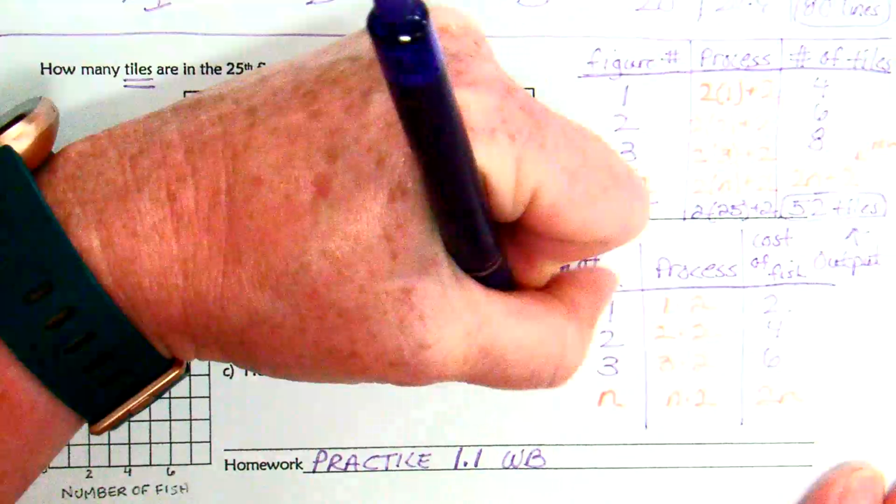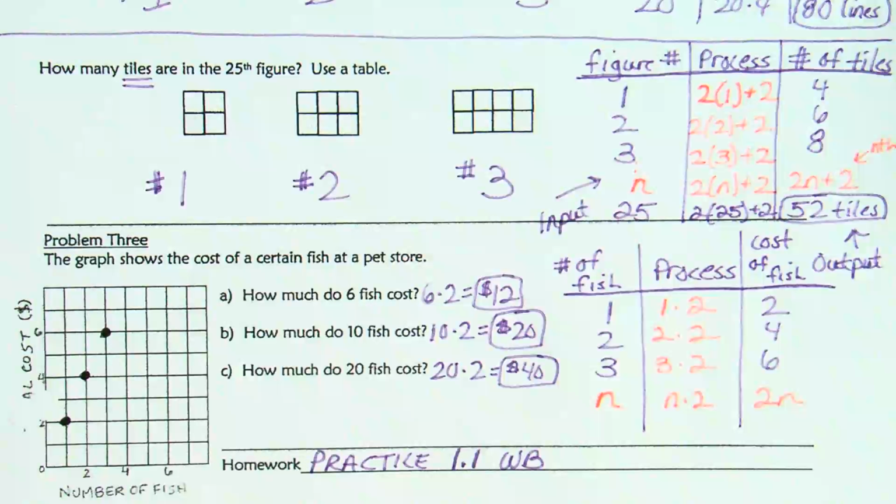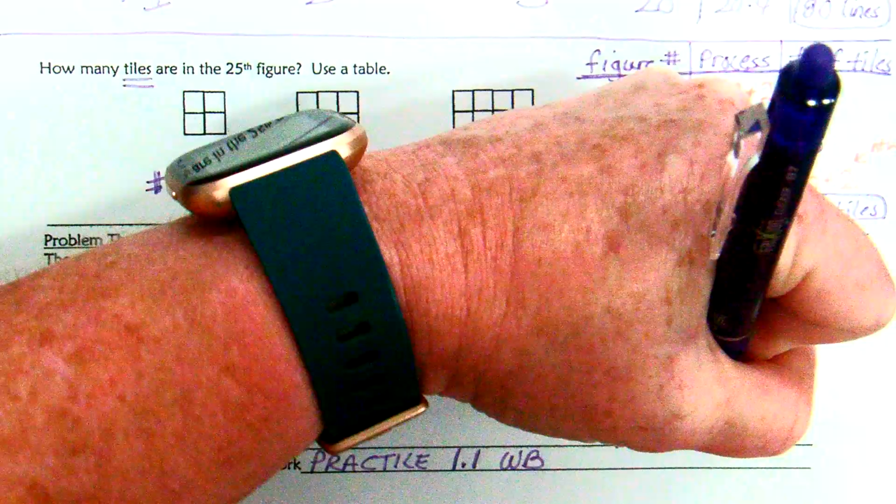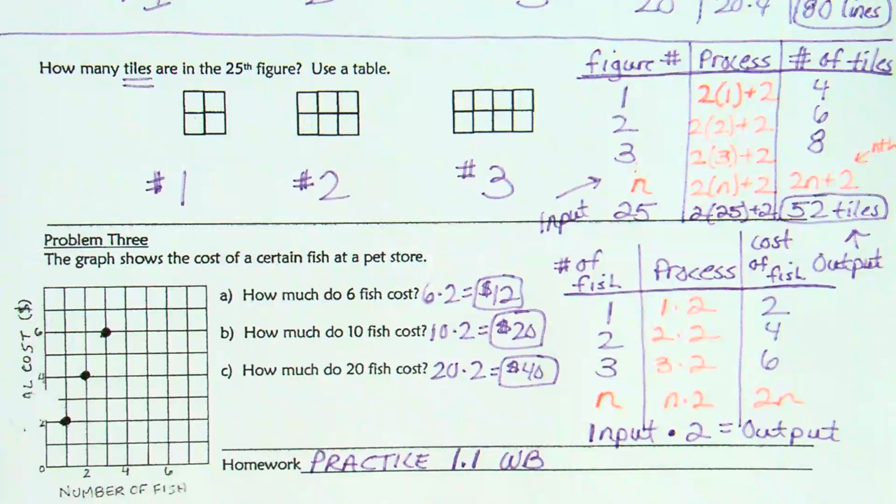One last thing. If I speak in words of input and output, what did we just do? We took the input, we multiplied by 2, and that equals the output. So I'm just going to write that down here. And again, try and get you familiar with those words. The input times 2 equals the output. Okay.